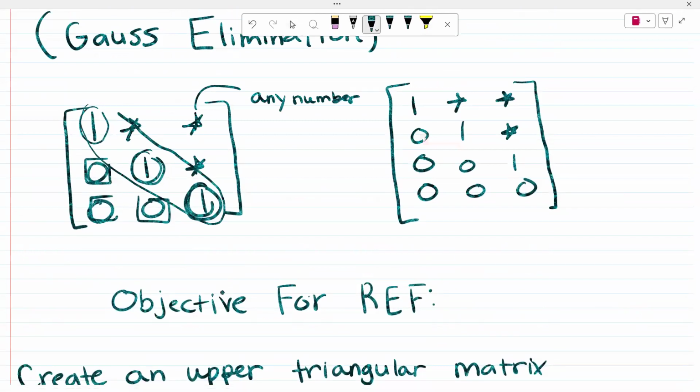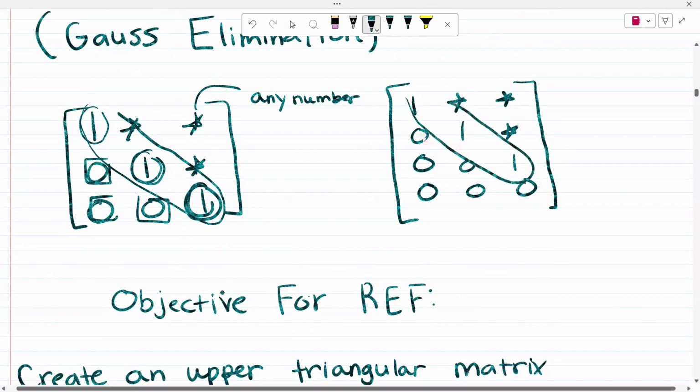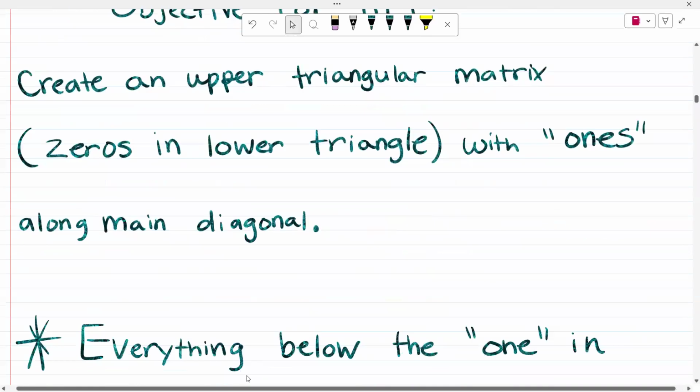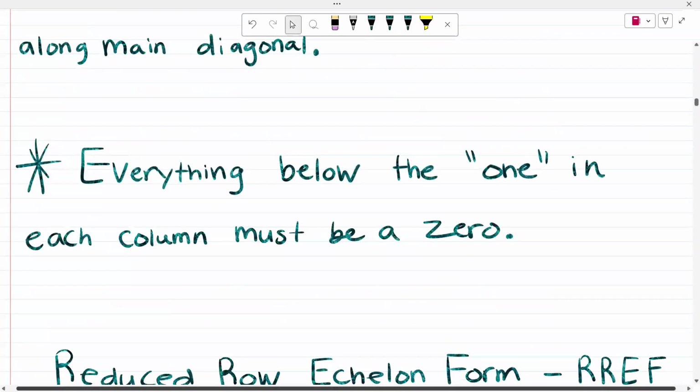The same thing with here. This is a more complex, but same rule. Make these diagonals ones, everything below 0, and then everything above can be non-zeros. Yes, so just like we said, everything below the 1 in each column must be a 0.